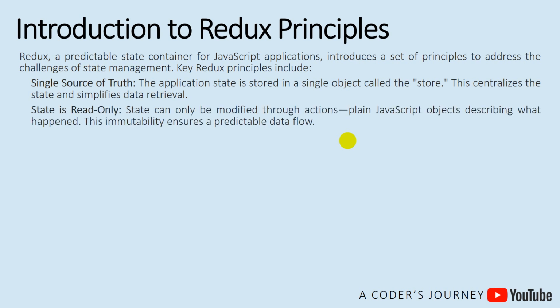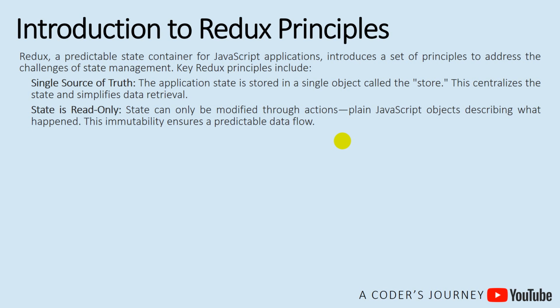A state is read-only, immutable, right? A state can only be modified through actions. Actions are plain JavaScript objects describing what happened. So you cannot go and change the state in unexpected ways. You can only modify a state through different actions, and actions are JavaScript objects which describe what happened in the application. This immutability ensures a predictable data flow.